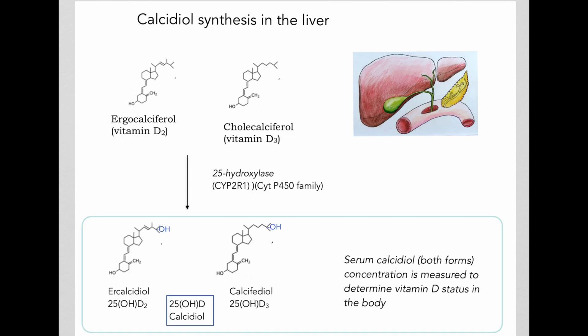So calcidiol that is formed in the liver is then transported out of the liver into the bloodstream, and this calcidiol is actually measured, and it's the most important test that helps determine the vitamin D status in the body. So when we say calcidiol, technically we mean both these forms, although clinically, most of the reference is usually to one form. Okay, so calcidiol is actually these two forms, although clinically this is the form that's usually referred to.